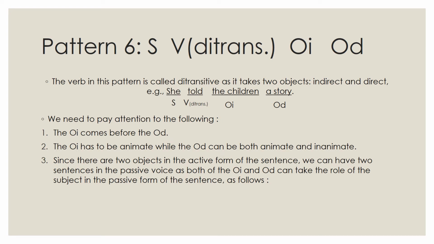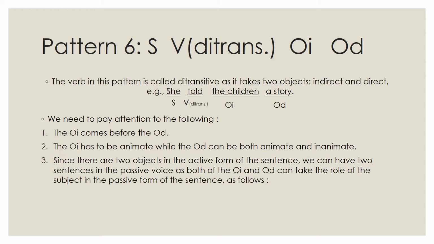Pattern number 6 again starts with the subject. The transitive verb that we are going to meet here is going to be a little different. It is called ditransitive, and di, this prefix, is the number 2 in Latin. So why do we use it here? We use it here to say that this type of transitive verb is actually followed by 2 objects and not 1 object: an indirect object and a direct object.